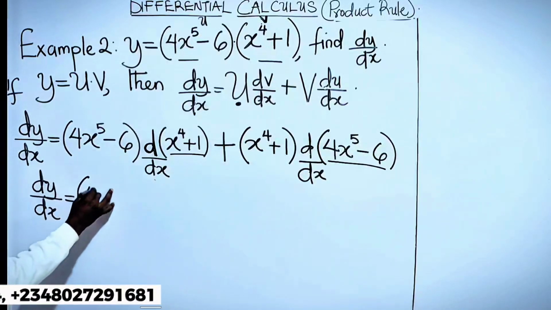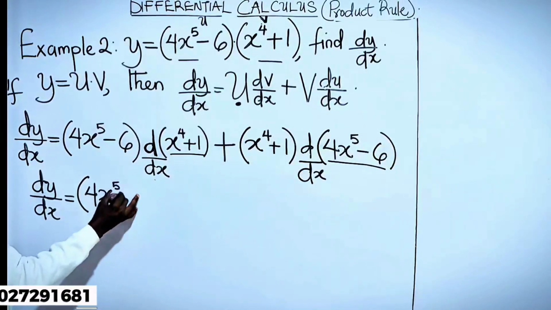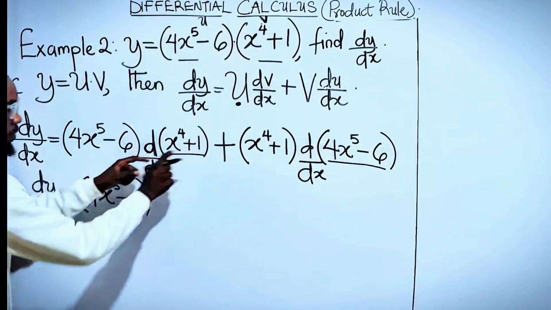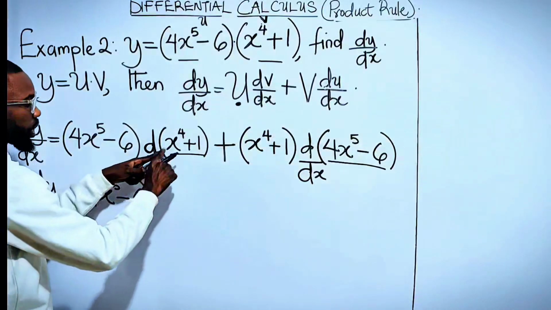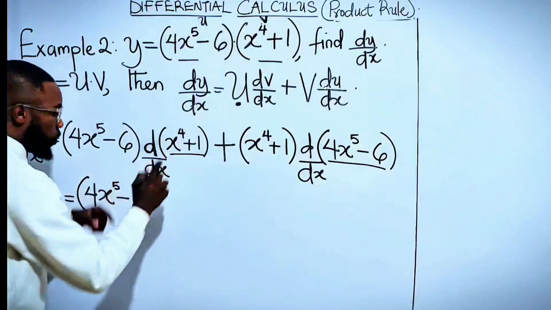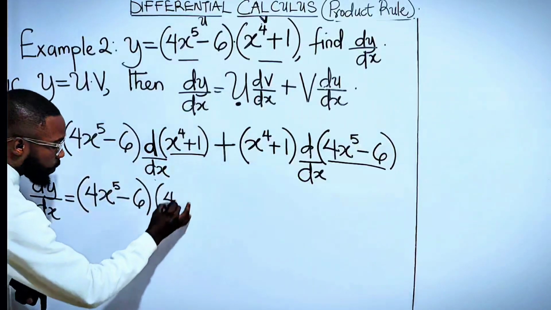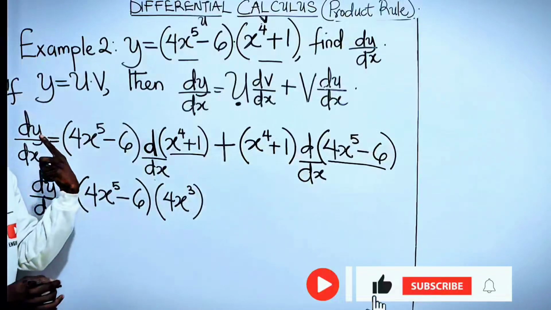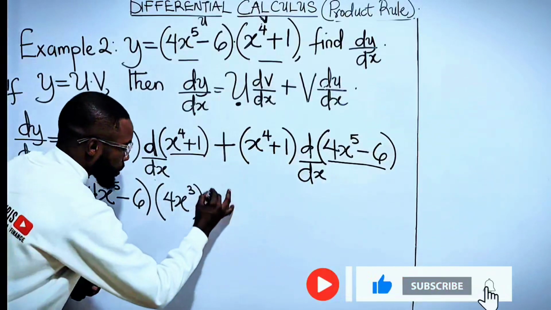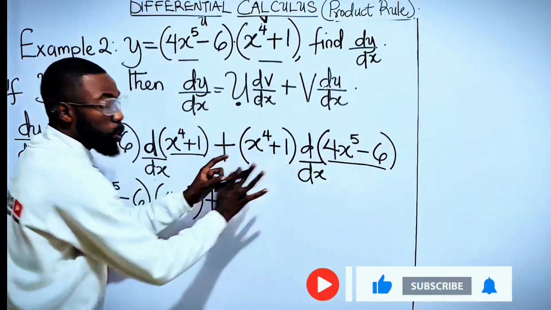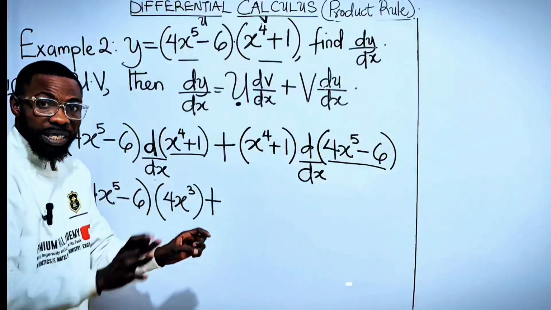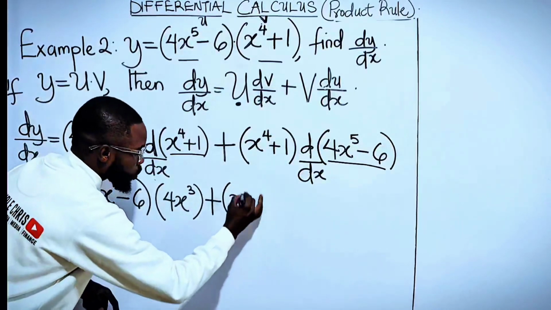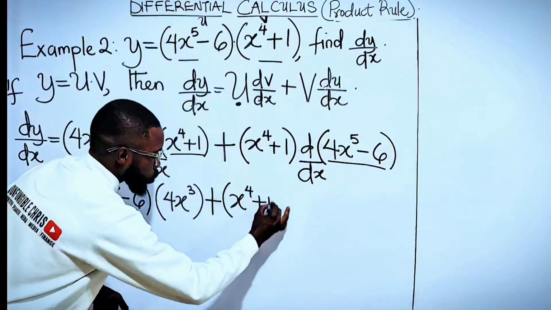So it gives us 4x raised to power 5 minus 6. Still, we don't touch it, leave it like that. Now let's differentiate this guy. If we differentiate x raised to power 4, we're going to have 4x raised to power 3. I've taught how to differentiate this in the previous videos. And then plus, remember, we leave this number, we don't touch it at all. So leaving this value here, we have x raised to power 4 plus 1.